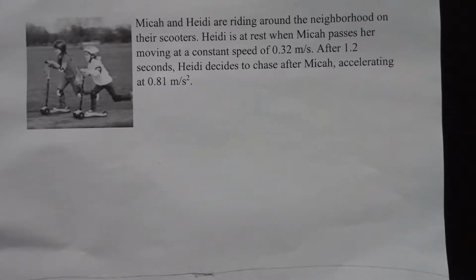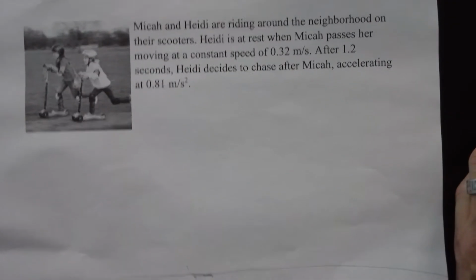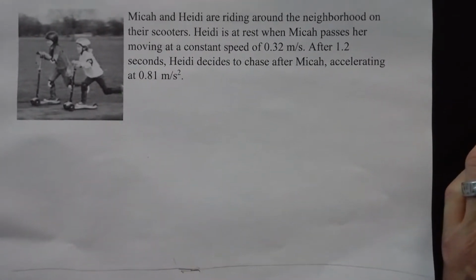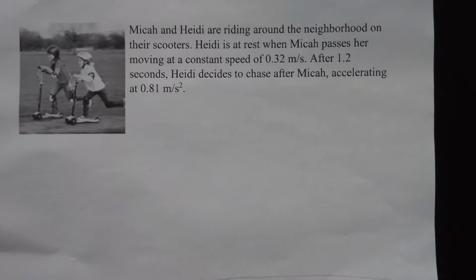Anyways, here we go. Micah and Heidi are riding around the neighborhood on their scooters. Let me position this a little better. There we go. All right. Heidi is at rest when Micah passes her, moving at a constant speed of 0.32 meters per second. After 1.2 seconds, Heidi decides to chase after Micah, accelerating at 0.81 meters per second squared.